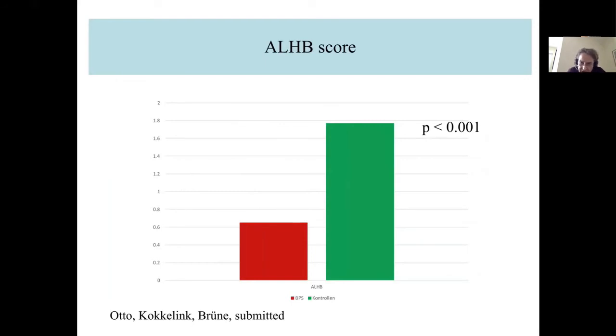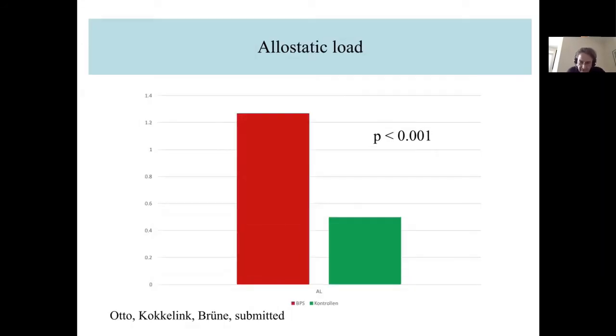These are the figures for the ALHB score, where higher scores reflect slower life history strategies. So in other words, as predicted, the people with borderline personality disorder were much faster compared to the control group in terms of their pace of life. Conversely, they had much higher rates of allostatic load, again something that was highly significant. So the accumulation of chronic stress was already measurable in this clinically healthy sample, which were women between 18 and 40 years with no visible signs of somatic disease.